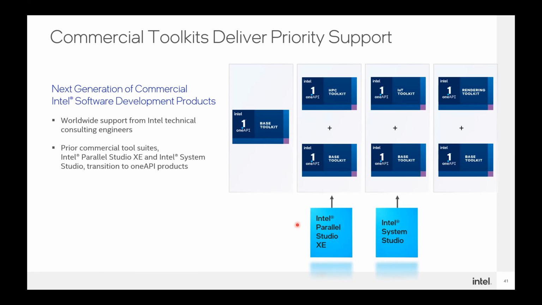So if you already have, let's say, a license for Parallel Studio that is giving you priority support, you can download the HPC Toolkit and you can transfer. There is a link on the Intel website that guides you through the transfer process, so you can transfer the license from, let's say, Parallel Studio to the priority support of the HPC and Base Toolkit.